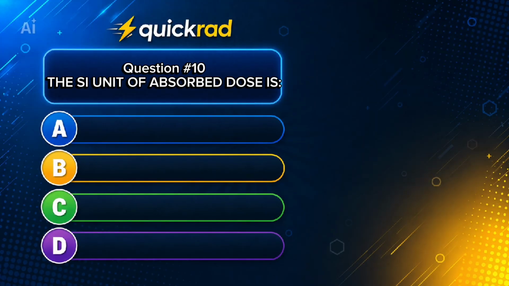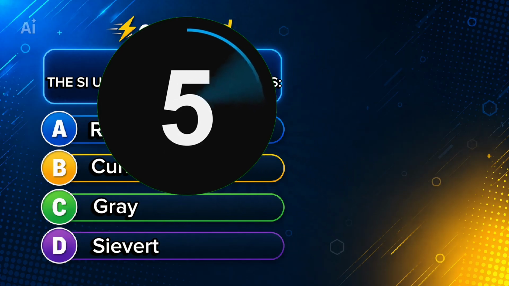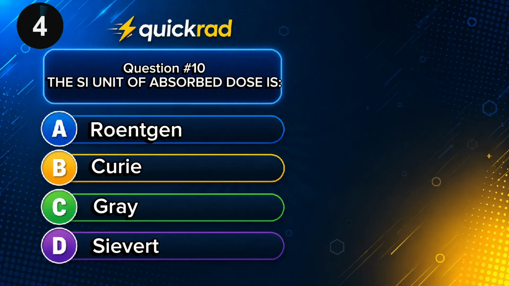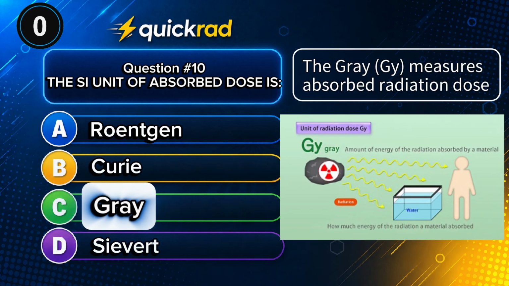Question 10. The SI unit of absorbed dose is. Correct answer C. Gray. The gray measures absorbed radiation dose.